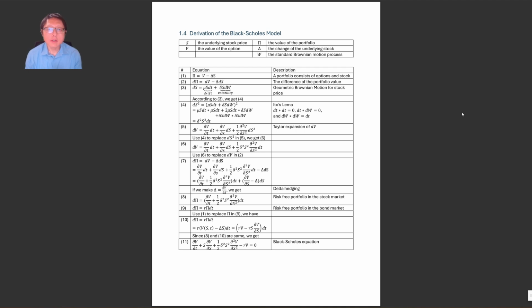The third equation is related to the modeling of the stock price. Here, the change of the stock price is modeled as a geometric Brownian motion process. The reason it is modeled this way, instead of as a standard Brownian motion, is that we can see the standard Brownian motion process W is part of this so-called geometric Brownian motion.